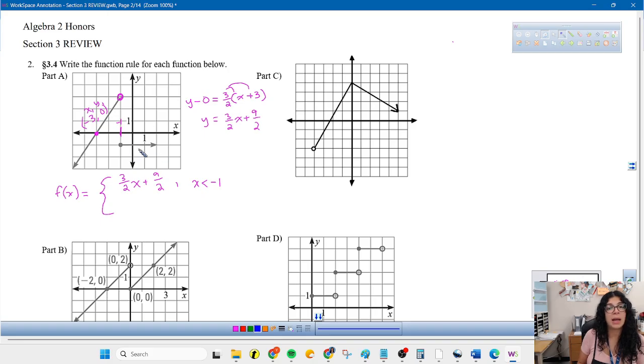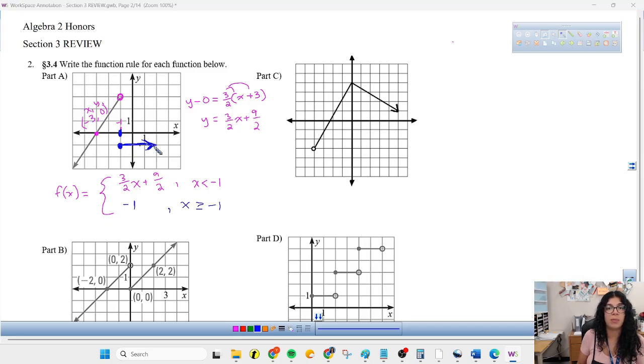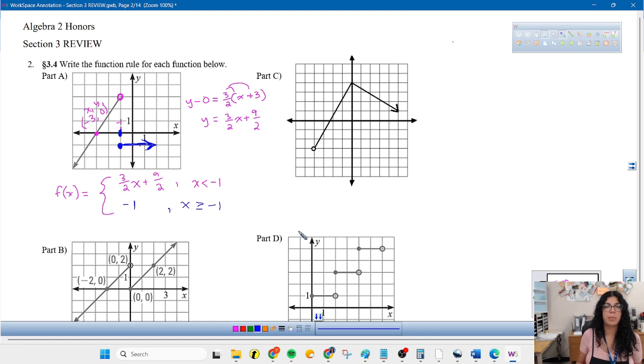And then my second line is actually just a horizontal line at the y value of negative 1. So this solution is that the y value is always equal to negative 1 as long as the x value is greater than or equal to negative 1. So we're using it when x is negative 1 because it's closed here, and to the right, and the y value is always negative 1 for that point.